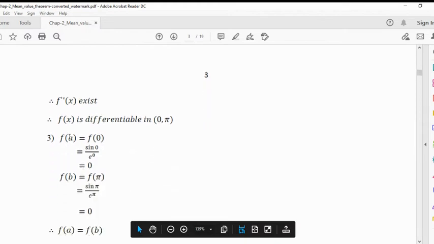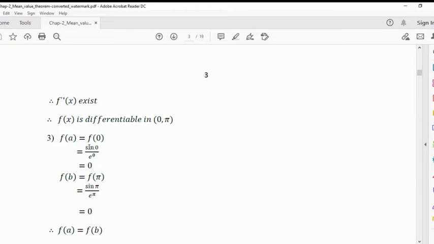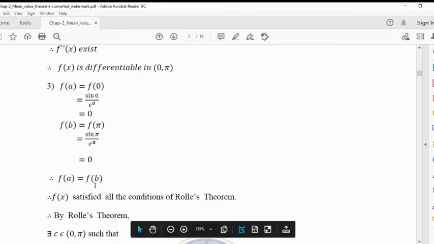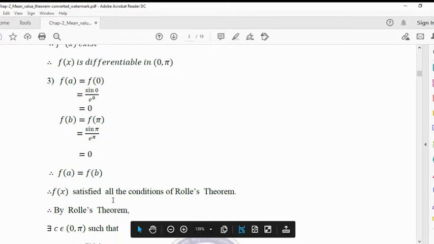Now f of a is nothing but f of 0. So sin 0 upon e raised to 0. Sin 0 is 0 and e raised to 0 is 1. 0 upon 1 is 0. So here we get f of 0 is 0. What about f of pi? f of pi is sin pi upon e raised to pi. Clearly sin pi is 0 and e raised to pi is some value, so 0 upon e raised to pi is nothing but 0. So we get f of pi is again 0, f of 0 is again 0. So f of 0 is equal to f of pi, that is f of a is equal to f of b. So all the three conditions of Rolle's theorem are satisfied.